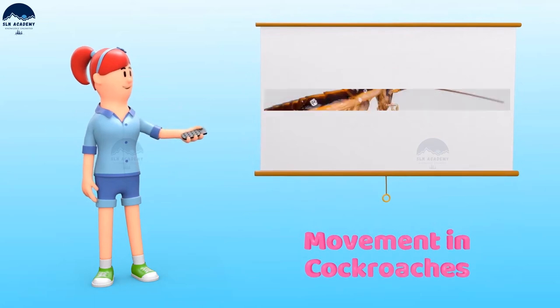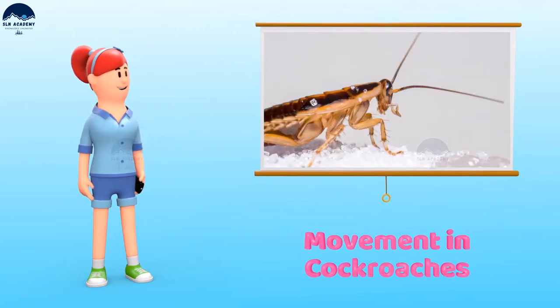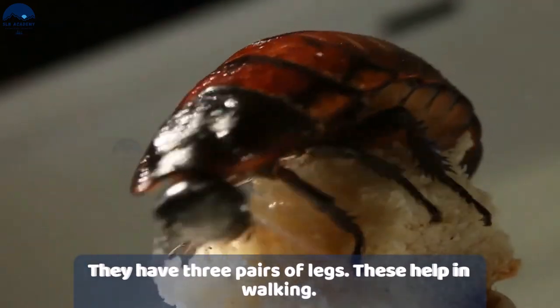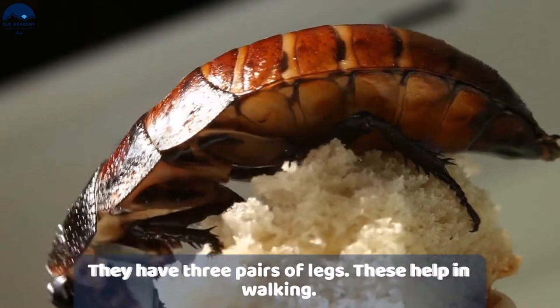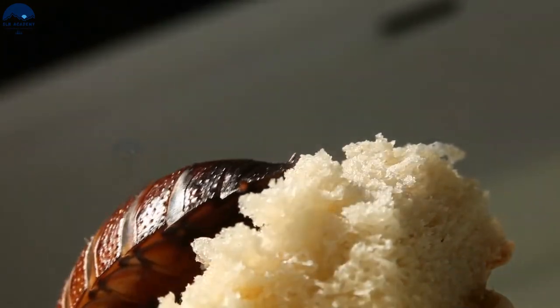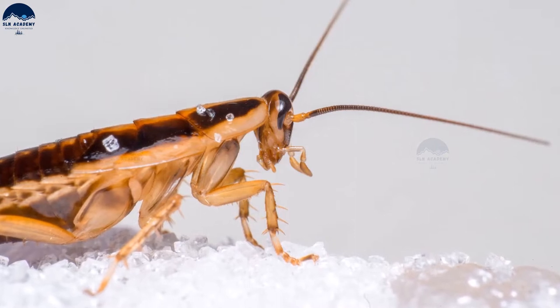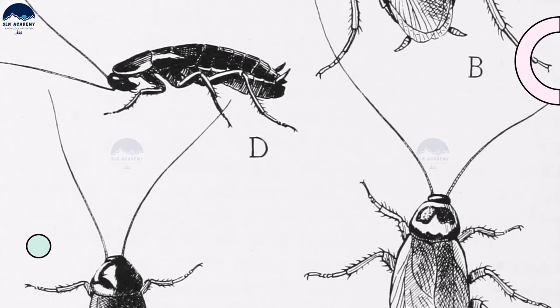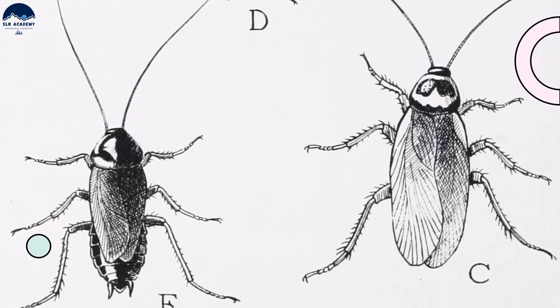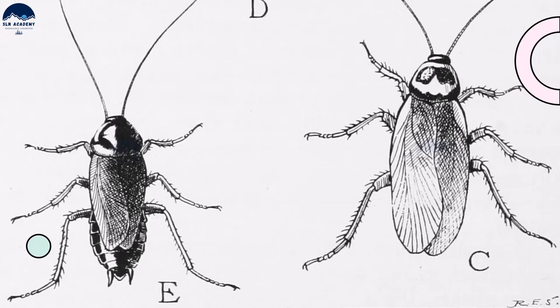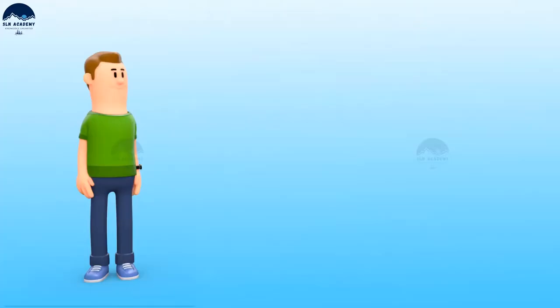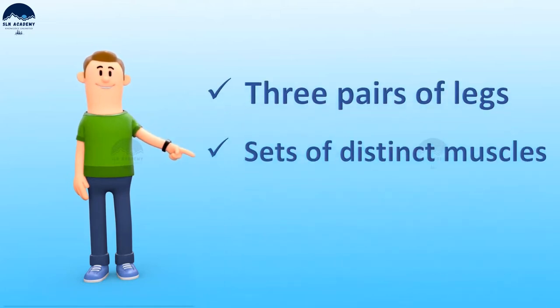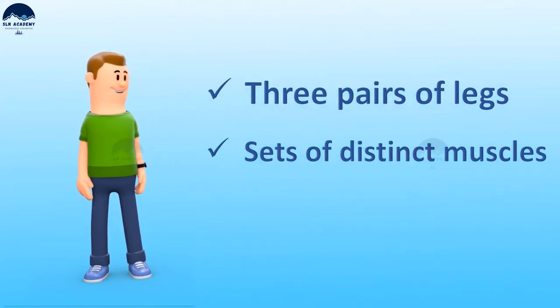Movement in cockroaches. Cockroaches walk and climb as well as fly in the air. They have three pairs of legs. These help in walking. The body is covered with a hard outer skeleton. This outer skeleton is made of a number of plates joined together that permits movement. There are two pairs of wings attached to the body behind the head. The cockroaches have distinct muscles. Those near the legs move the legs for walking. The body muscles move the wings when the cockroach flies. Movement in cockroach happens with three pairs of legs and sets of distinct muscles which help the legs to move.